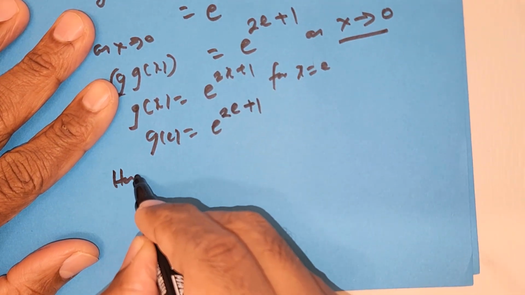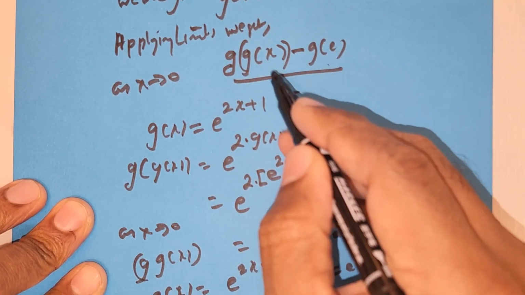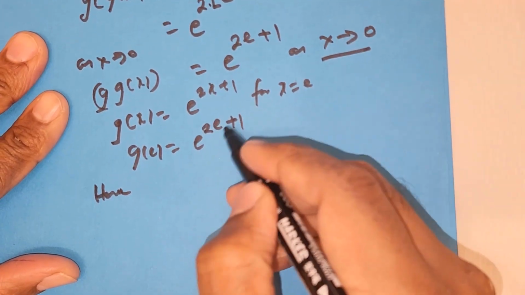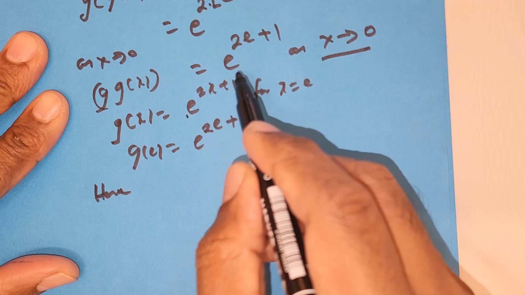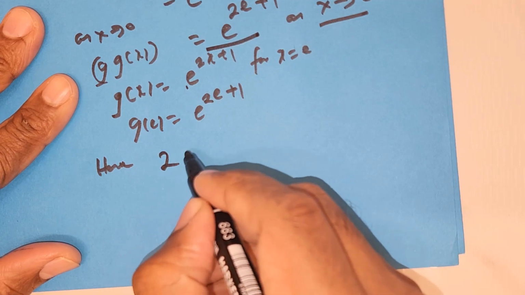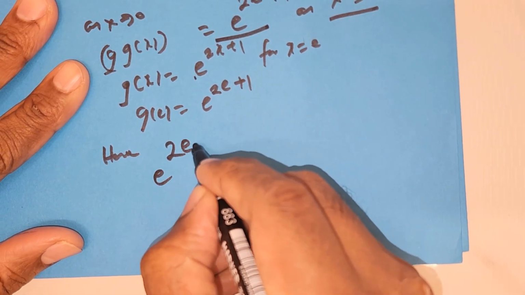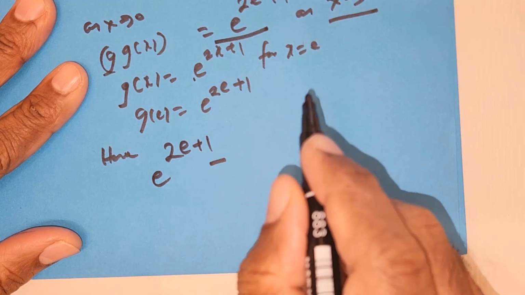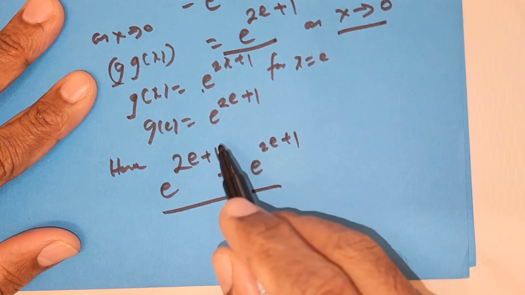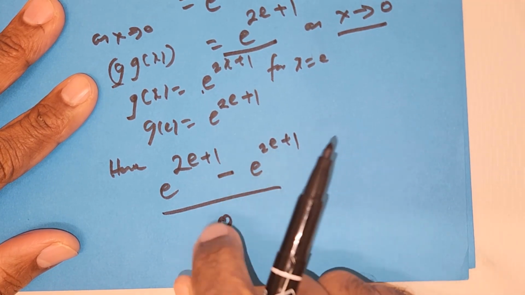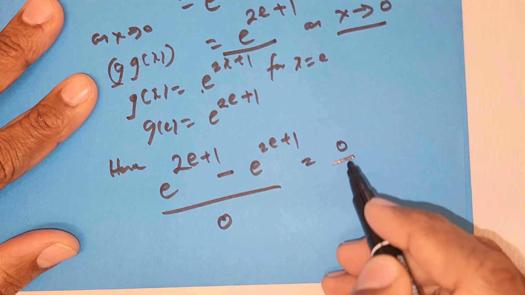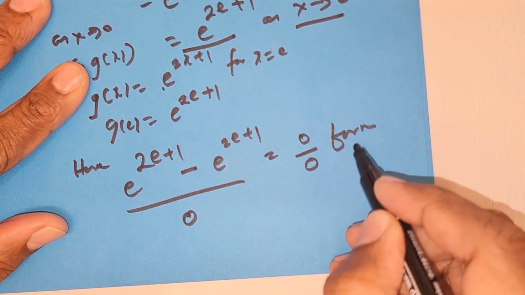Now if we substitute the values that we have got, what are we getting here? This is going to be e raised to the power of 2e plus 1, followed by a negative sign, e raised to the power of 2e plus 1, divided by x, with x tending towards 0. So you're going to have a 0 here. The numerator is going to give me 0, the denominator is going to give me 0. So this is 0 by 0 form.